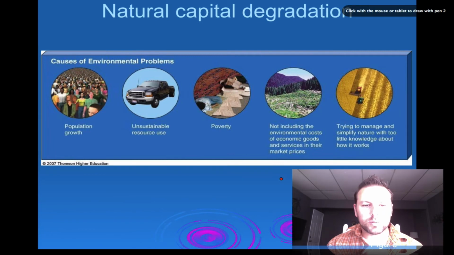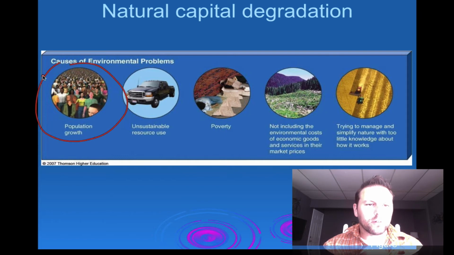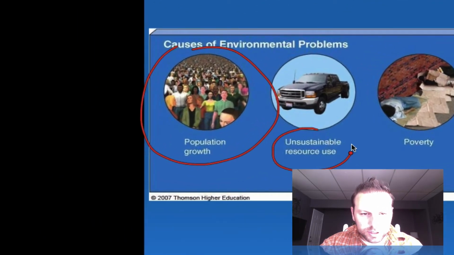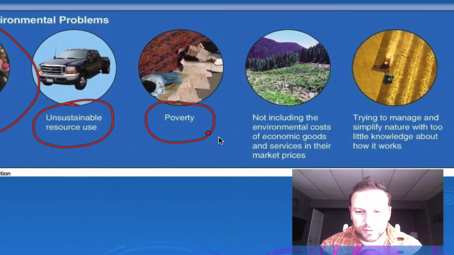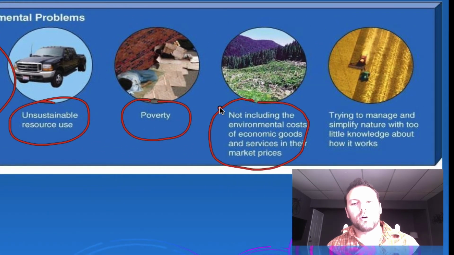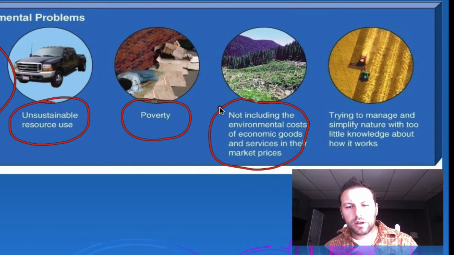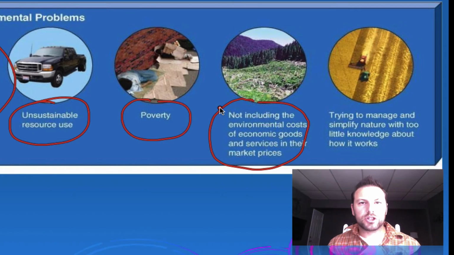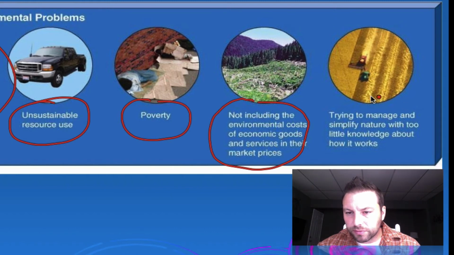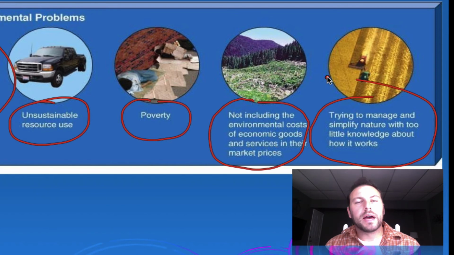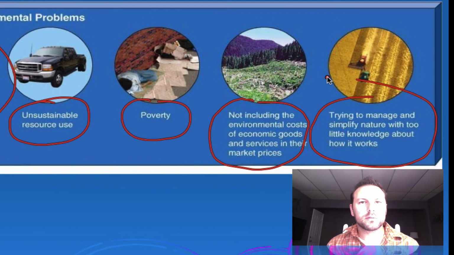So we could look at, just once again, all these in a little bit different way. Population growth, once again, one of our biggest problems, just not using our resources well. Poverty, not including environmental costs. This is a big one. Well, when you buy that phone or the iPad or the new computer, what other environmental costs are there besides just the monetary cost associated to it? And then basically trying to manage and simplify nature without knowing how it works. So what happens when we plant hundreds of thousands of acres of corn? What effect does that have on our system?